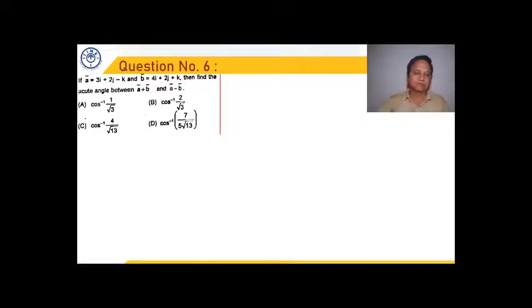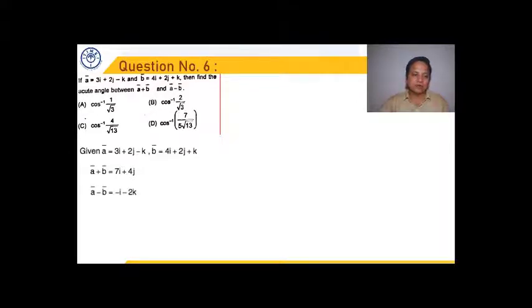Now A is given as 3i plus 2j minus k, and B is given as 4i plus 2j plus k. So for A plus B, we add these two vectors. 3 plus 4 becomes 7i, 2 plus 2 becomes 4j, minus k plus k becomes 0k. So the A plus B vector becomes 7i plus 4j.